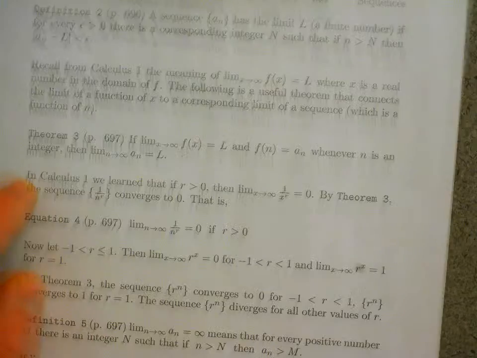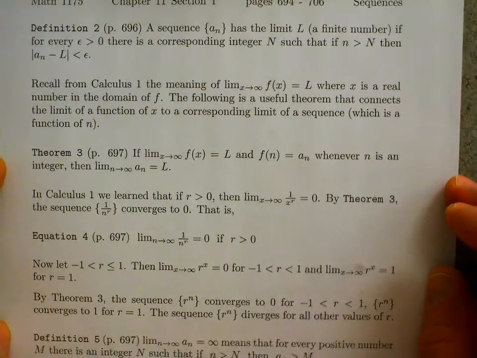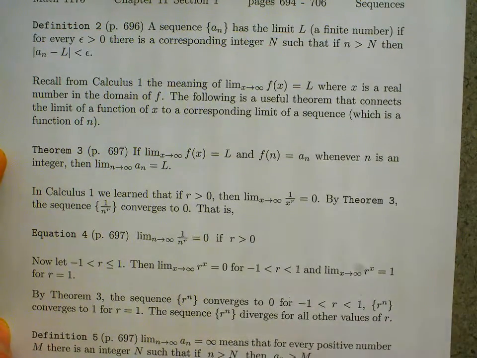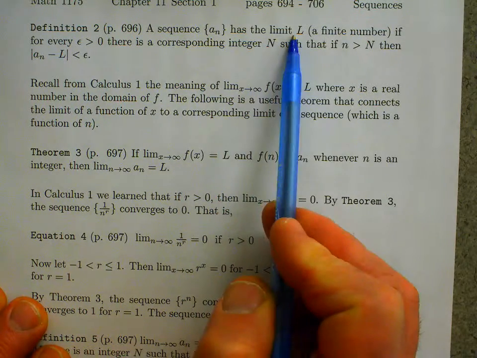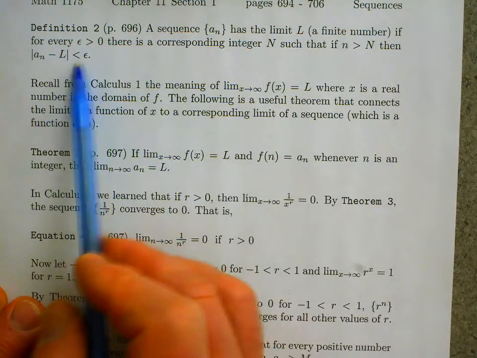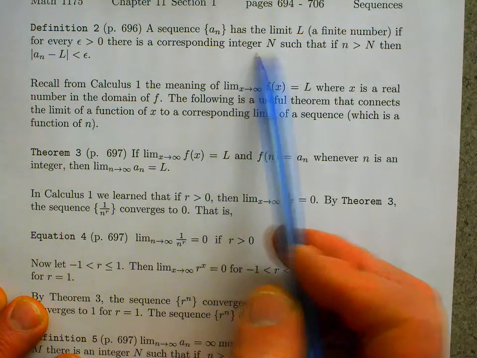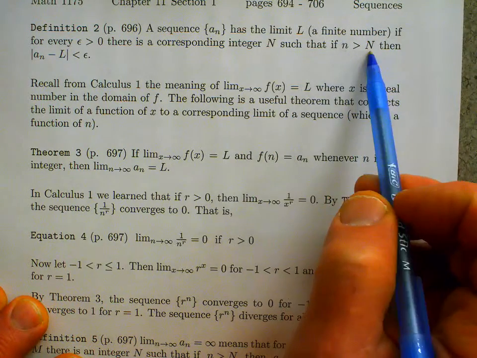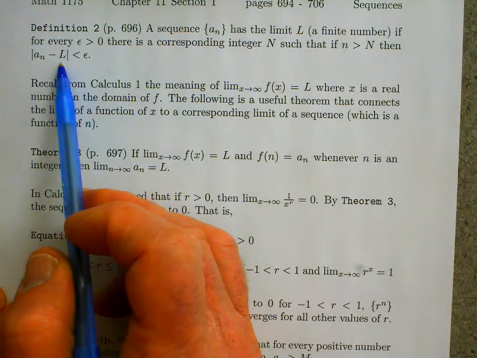Okay, on the next page, another definition regarding the limit of a sequence. So this one says a sequence, a sub n, has the limit capital L, a finite number, if for every epsilon greater than 0, there is a corresponding integer capital N such that if lowercase n is greater than capital N, then the absolute value of a sub n minus L is less than epsilon.